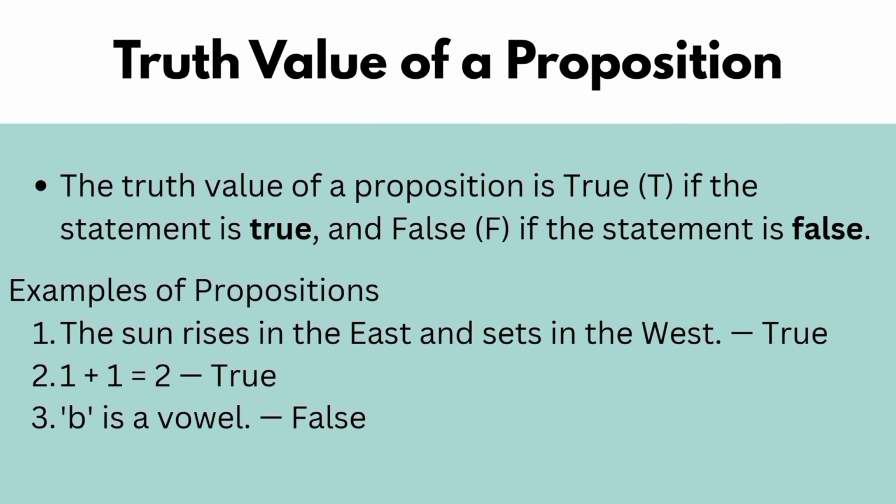We have here examples of propositions. Number 1, the sun rises in the east and sets in the west. Number 2, 1 plus 1 equals 2. Number 3, B is a vowel. Each one has a definite truth value, so these are all propositions.